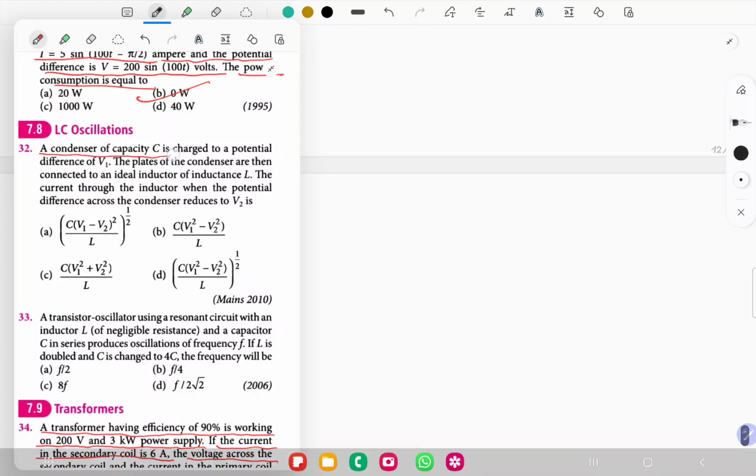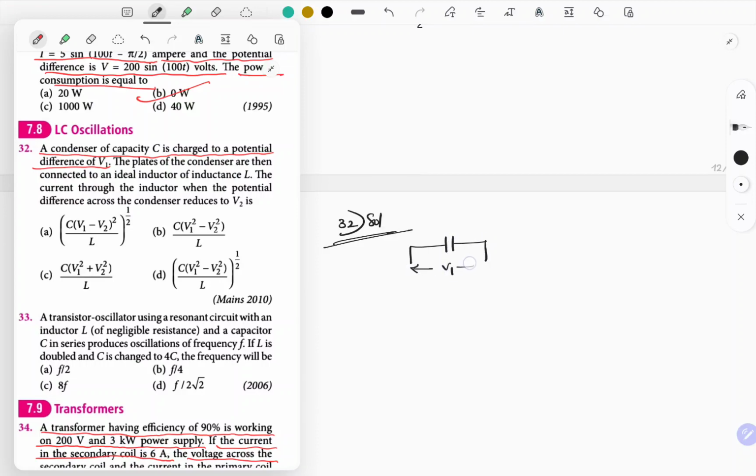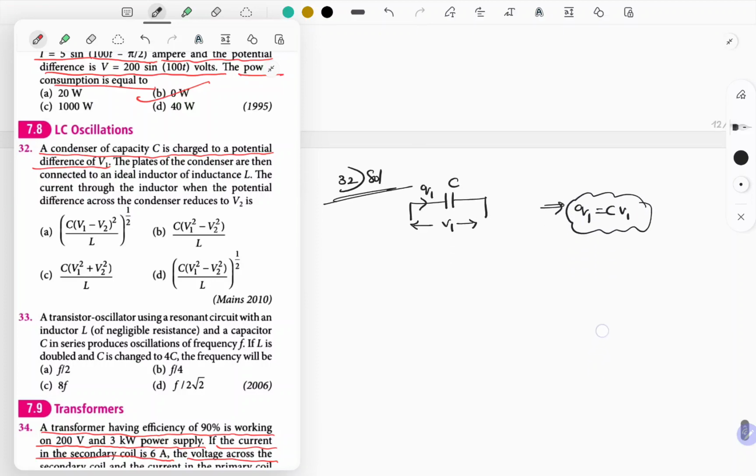A condenser of capacity C is charged to a potential difference V1. Okay, super. So let's say question 32 solution. Let me write it down. Q1 is the charge flowing through it, so the voltage across this is V1. For capacitor C, the charge is, let's say, Q1. The formula for Q1 is C times V1. This is the charge flowing through it.